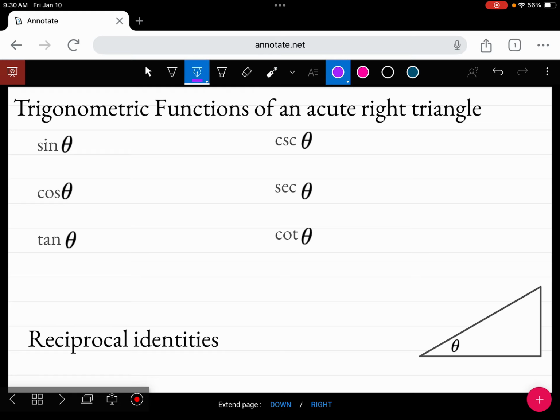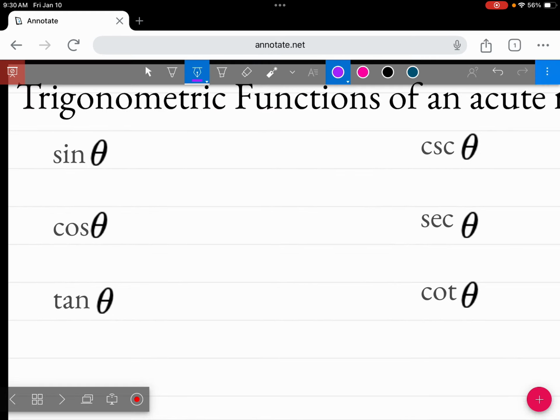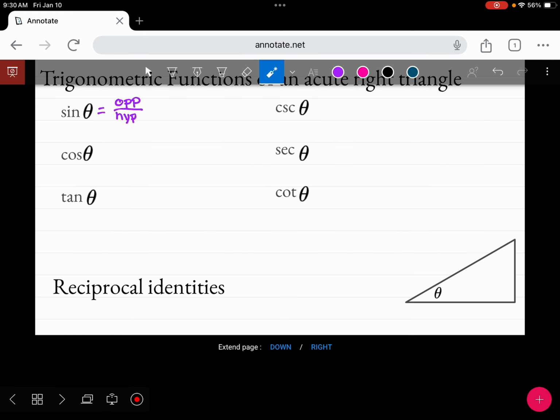So when we're thinking about our SOHCAHTOA, what does that mean? Sine is the opposite side over our hypotenuse. So sine of an angle, we're looking at the opposite over the hypotenuse. These are all relative to a right triangle.